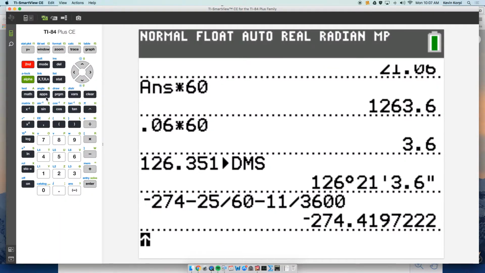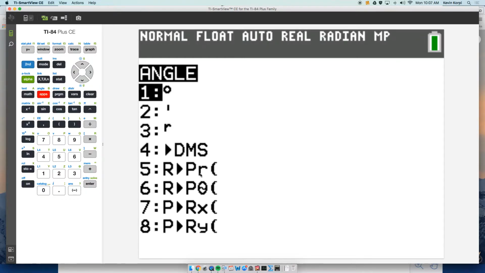Well, I showed you all on the angle menu, again, second apps. There's convert to DMS. You have rectangular to PR, P theta, P. I don't know what those are. But there's nothing in there that shows you how to convert from DMS to decimal degrees. But notice, number 1 has a degree symbol on it, right? And number 2 has a minute symbol on it, a tick mark.